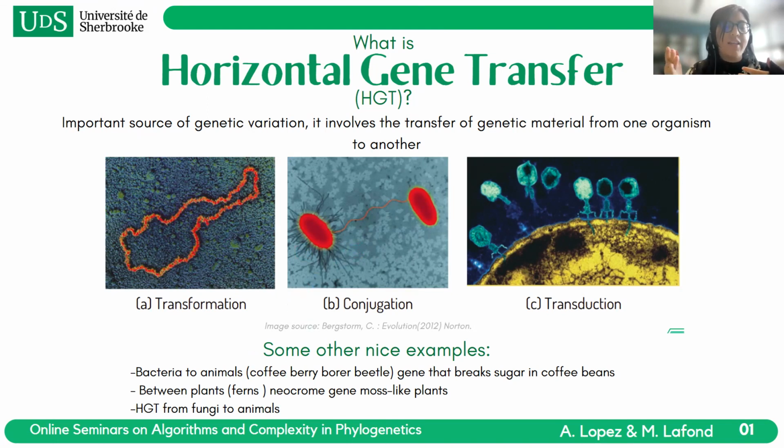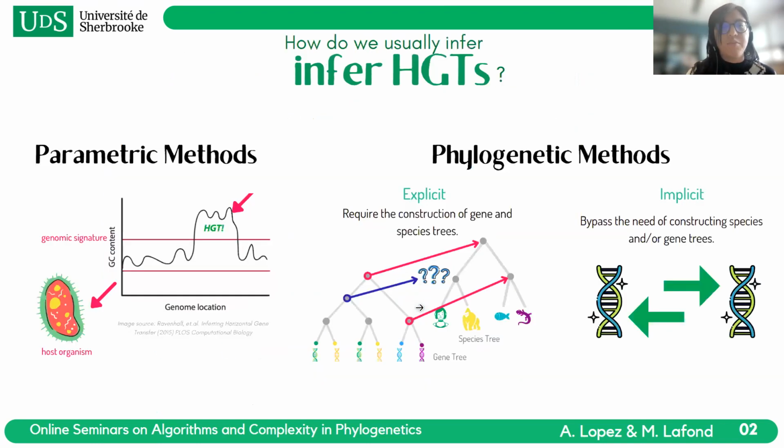For example, it has appeared in the transmission of bacteria to animals by the coffee berry borer beetle, which transmits a gene that breaks down the sugar from coffee beans. And it can also be seen in plants. And also we can see some small examples of HGT from fungi to animals. And this phenomenon is really important because it is usually related to the novel acquisition of functions in organisms.